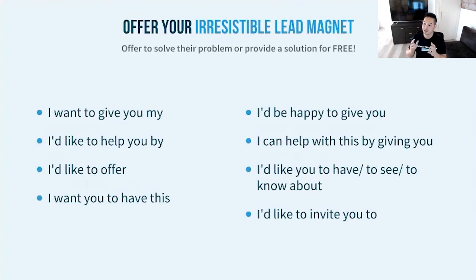And this is where your lead magnet comes in. So to make LinkedIn work, guys, you need a really good lead magnet. You can't just have an off-the-shelf ebook or some white paper. It needs to be pretty attractive. It needs to be something that they really want, and if you can give them that, they will opt in. So I say, hey, I want to give you this. I'd like to offer you this. I want you to have this. And I want to help you by giving you this.